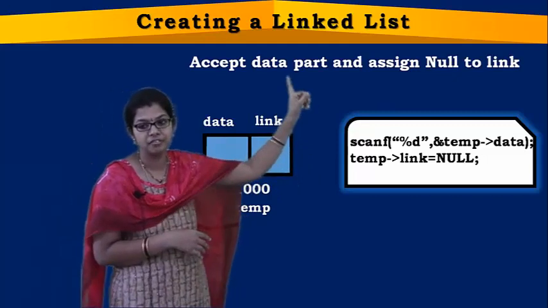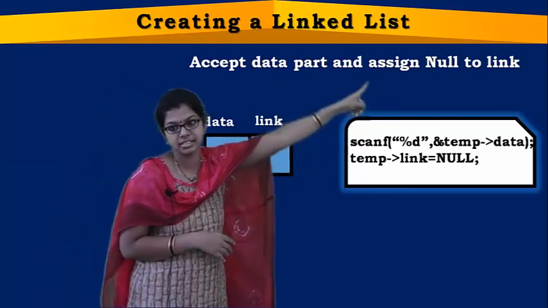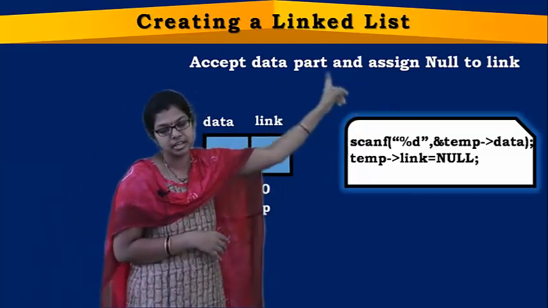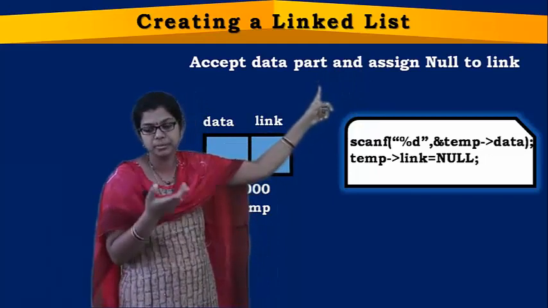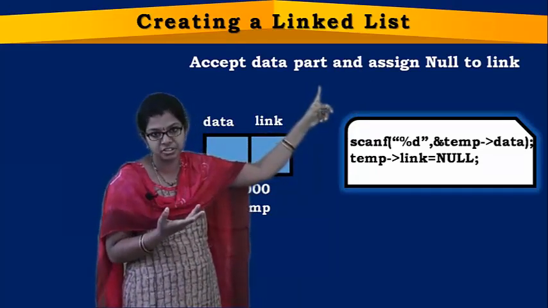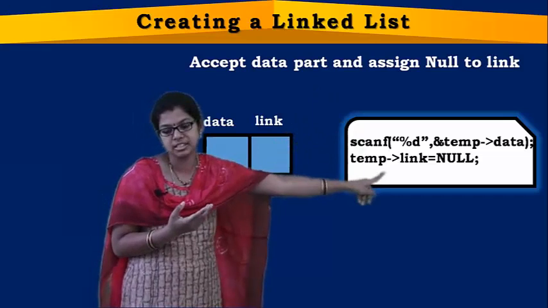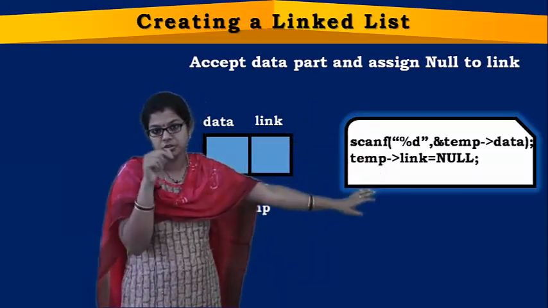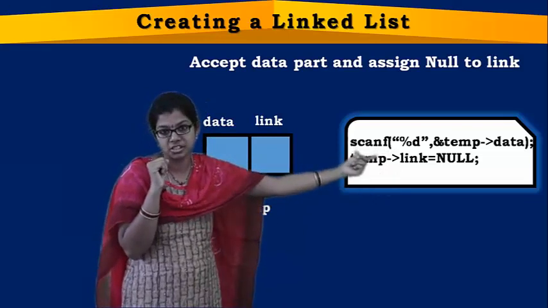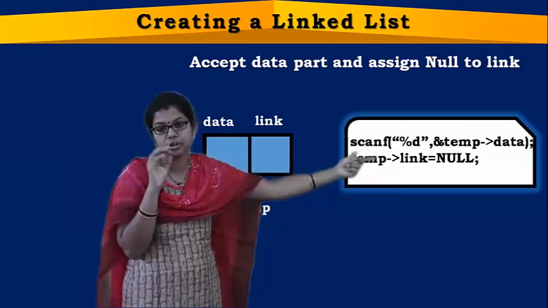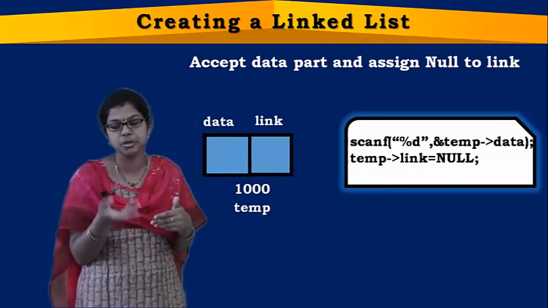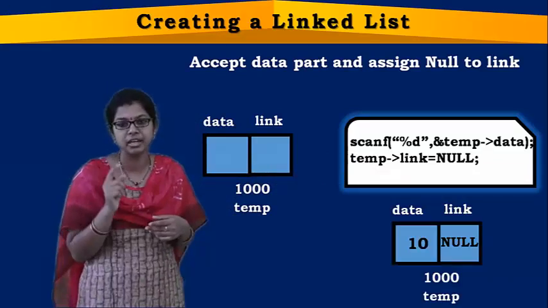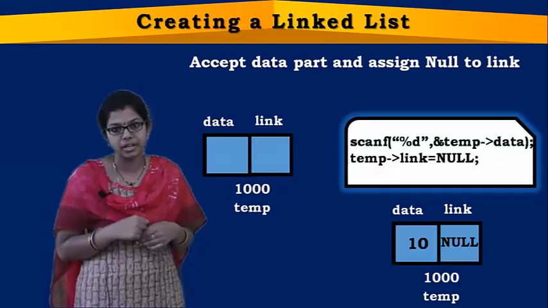Now you have to accept the data part and assign the link part to null. This can be done. Accepting means you will be making use of the scanf function, right? So scanf %d, address of temp arrow data. Why are you using the arrow? Because temp is not a structure variable, it's a structure pointer. In order to access structure members by using a structure pointer, we make use of the arrow operator, right?